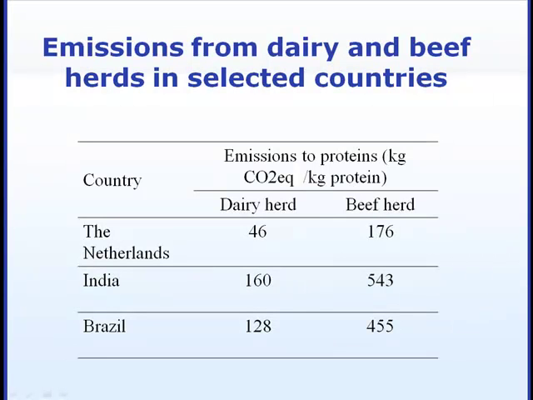greenhouse gases. A couple of slides here with respect to efficiencies. This slide here shows emissions from dairy and beef herds in select countries, the Netherlands, India, and Brazil. If you look at the dairy and beef numbers, these are CO2 equivalents. These are basically the greenhouse gas values per kilogram of protein. So in the Netherlands, if you want to produce a kilogram of protein, you produce 46 kilograms of CO2 equivalent greenhouse gases. In India, to produce the same amount of protein, you produce 160 kilograms of CO2 equivalent greenhouse gases. And in Brazil, it's 128. On the beef side, beef animal in the Netherlands, 176 CO2 equivalent kilogram units per kilogram of protein. And then in India, it's 3 times more, and in Brazil, it's much more too.